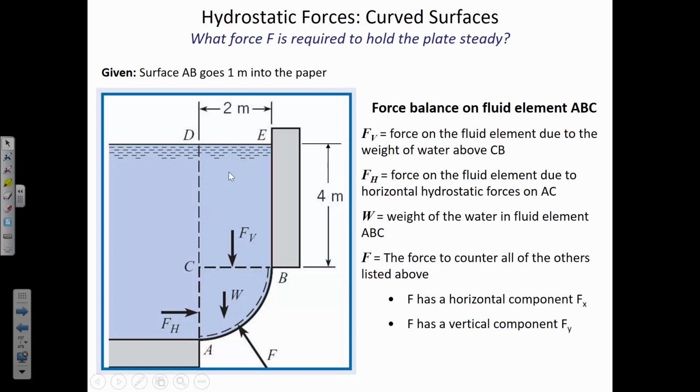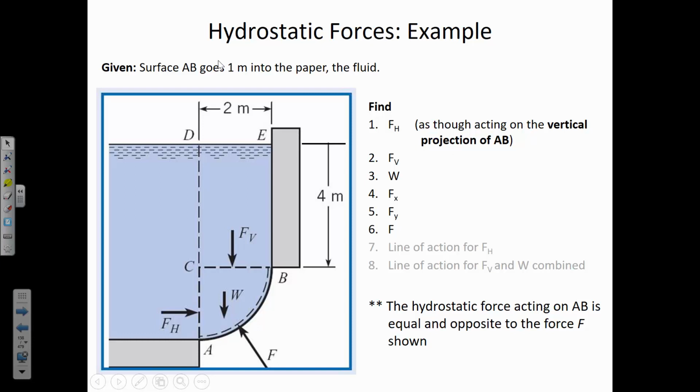All right, so here's what we're going to do. We want to find the magnitude of the vertical force F sub v, the magnitude of the horizontal force F sub h, the weight of the water, and then the resultant F. Now here it's telling us that the surface AB goes 1 meter into the paper. So now with that 1 meter dimension, we can start thinking in terms of volumes. You know, the volume of water in B, C, D, E. And if you know the volume of water, how do you get the weight of the water? Weight is volume multiplied by unit weight, gamma. All right, so that's the procedure that we're going to go through here.